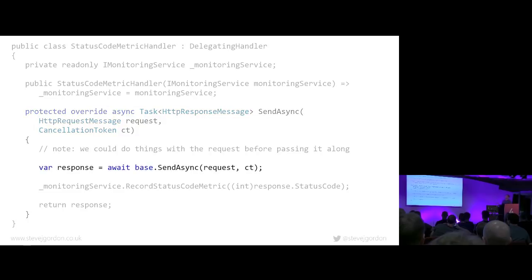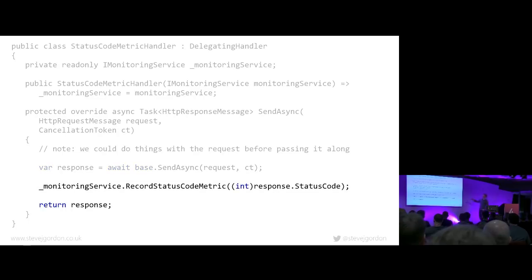The key line in here is this call to await base.SendAsync. So this is the line that will call the next handler in the chain. And because we've called it there, we could have done some work here before we've passed it along. In this case, this particular one looks to send the status codes that I'm getting from this external service out to some kind of monitoring service that I'm pretending I have here. And so with this simple delegating handler, I can apply this on all requests if I wire it up.